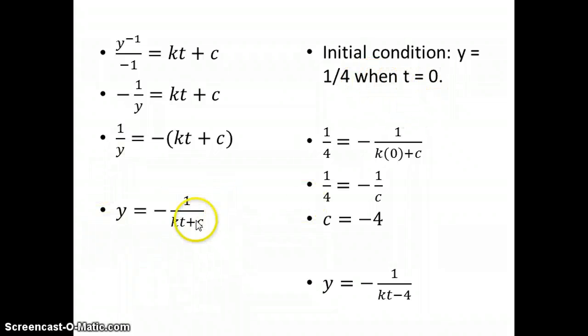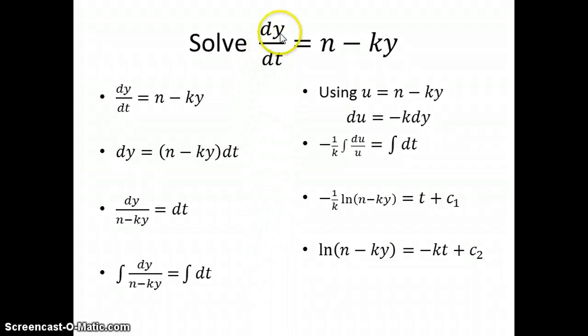So I take the equation, substitute 1/4 for y here, and 0 for t. So we have that, and then solve for the constant of integration. And we get that c is negative 4. So I rewrite the function with c being negative 4. Let's see another one. dy/dt equals n minus ky.